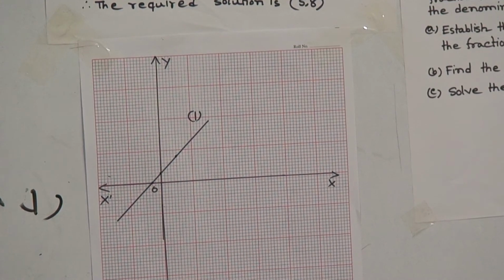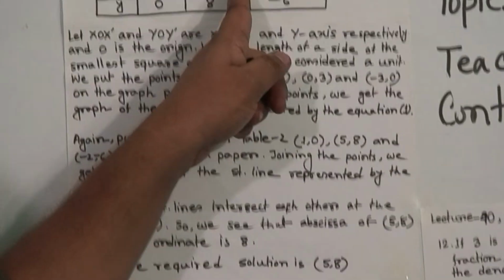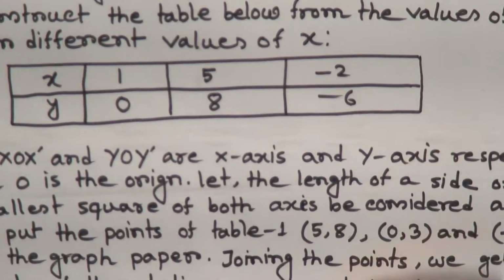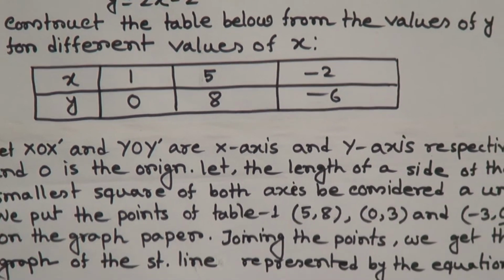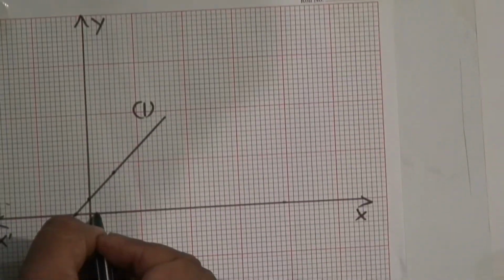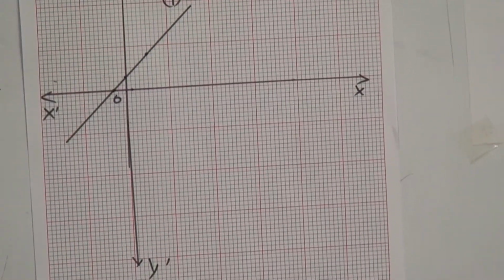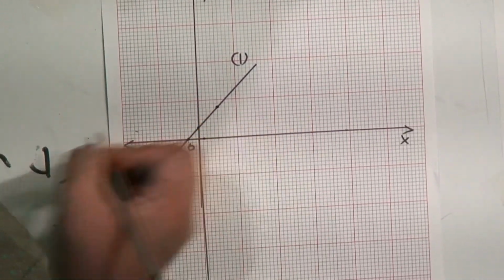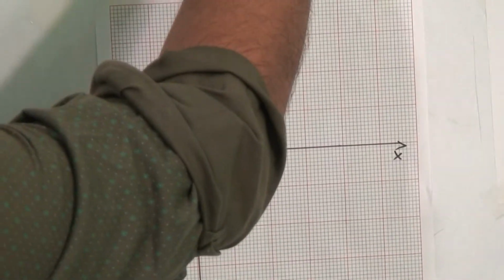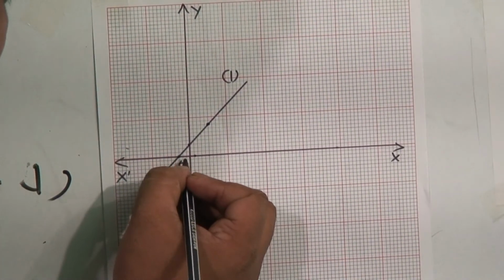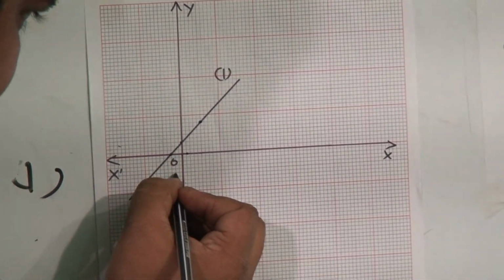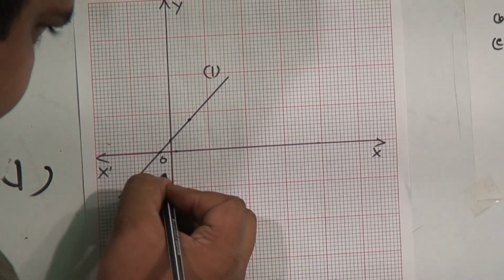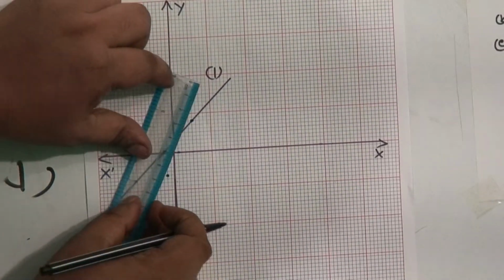After that, we draw the graph of equation number 2. Here 1, 0; 5, 8; and minus 2, minus 6. 1, 0 means this is 1, that means this is a point. And the next one is 5, 8, 5 and 8, this one. The next one is minus 2, minus 6. Minus 2 is here and minus 6, 1, 2, 3, 4, 5 and 6. This one. Okay, now we join them.